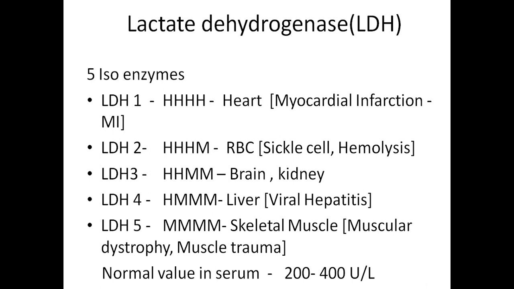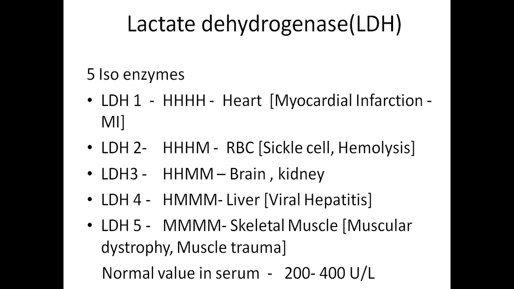LDH2 has 3 H subunits and 1 M subunit. It is mainly present in RBC and can be detected in sickle cell anemia and hemolysis. LDH3 has 2 H subunits and 2 M subunits, and is mainly present in brain and kidney.